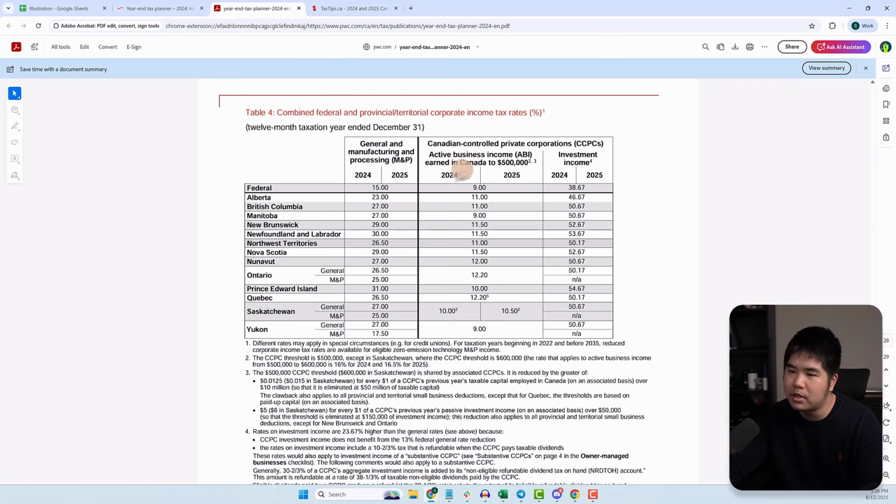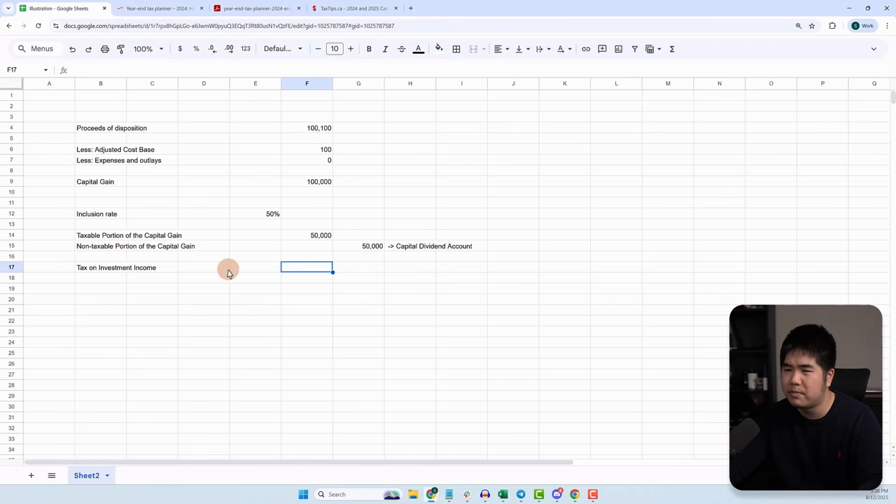So let's say if you're in Manitoba, the tax rate on income that is eligible for the small business deduction is 9%, the general rate is 27%, and tax on investment income is 50.67%. If you're in Ontario, it's 50.17%. So let's take Manitoba as an example. In this case, it's 50.6666%. That's the actual tax rate, rounded up to 50.67. So then our tax is this.